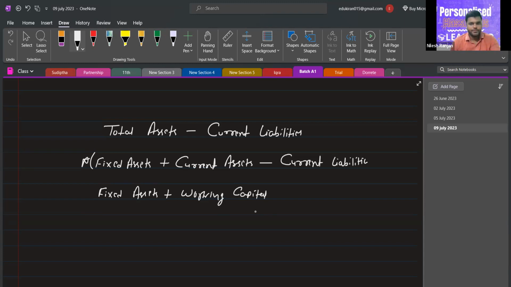Yes or no? And you can see here the net fixed assets is 20 lakh and net working capital is 10 lakh. Fixed assets is given and working capital is also given. So 30 lakh. Is this clear?